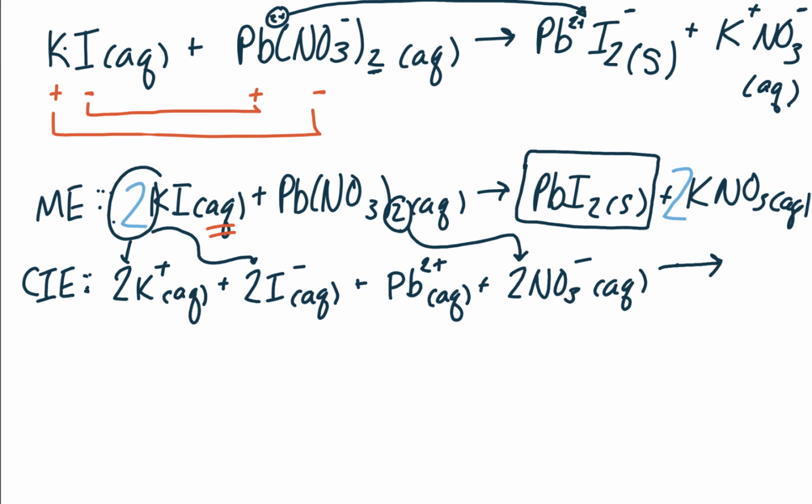As we move to the product side, this lead(II) iodide is in the solid state, meaning it's present as a compound. It's not present as ions, so we'll leave it as it is. So this forms lead(II) iodide in the solid state. And then, because this is aqueous, we will break it up again to show the ions that are actually present.